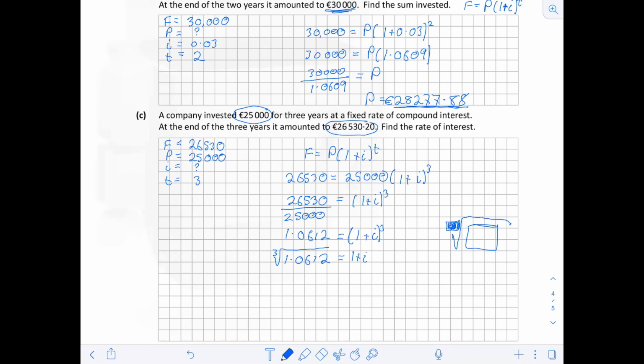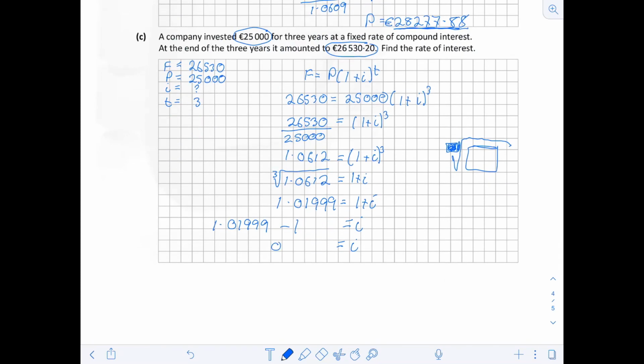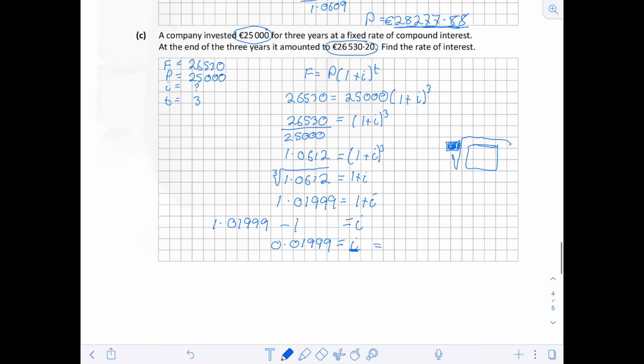of 1.0612 equals, so we're left with 1.01999 is equal to 1 plus I. So I must equal 1.01999 minus 1. So I is equal to 0.01999. And we would never leave an interest rate as a decimal. We would always say that's equal to 1.2%. So to go from here to here, I multiply by 100.